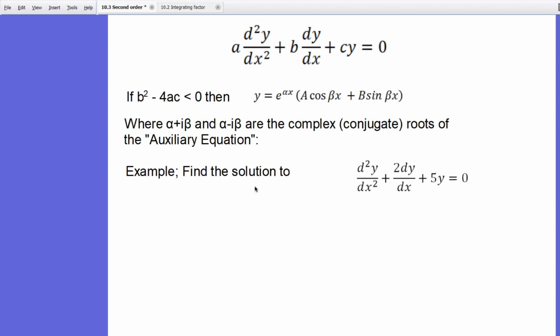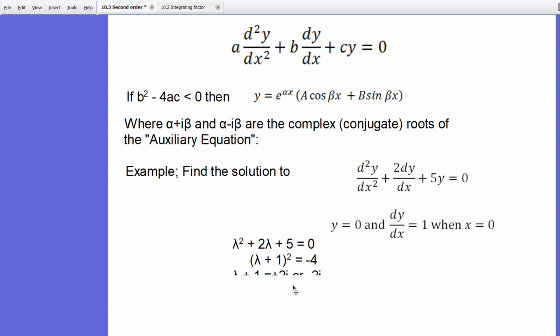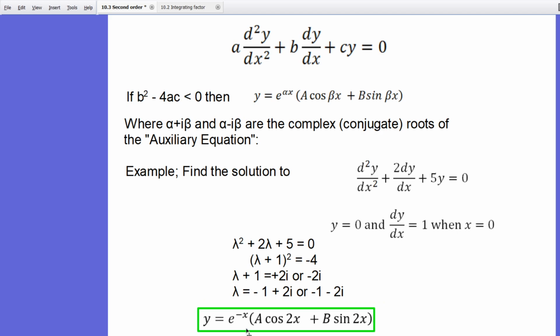We're going to find the solution to this equation here, with this boundary condition. So first of all, let's find the general solution. We get our quadratic equation, we complete the square to solve it, and we get our values of lambda. And so we now know what our general solution is going to be like, because the real part is -1, you've got an e to the minus x, a cos 2x and b sine 2x.